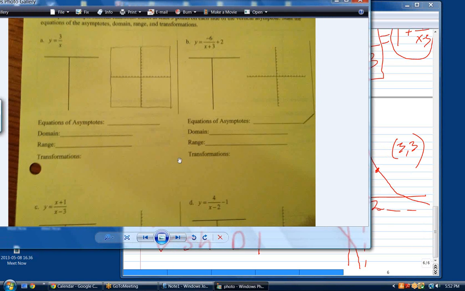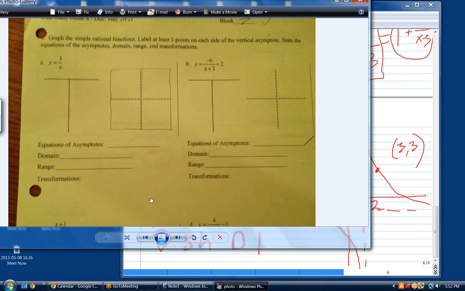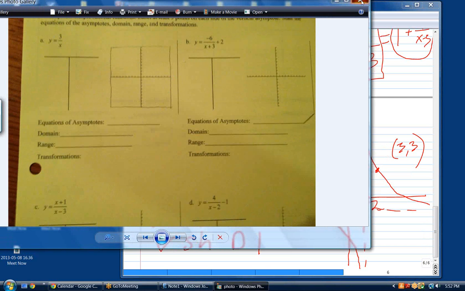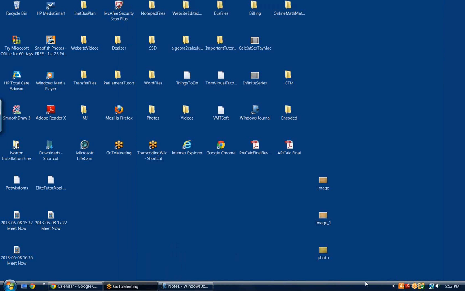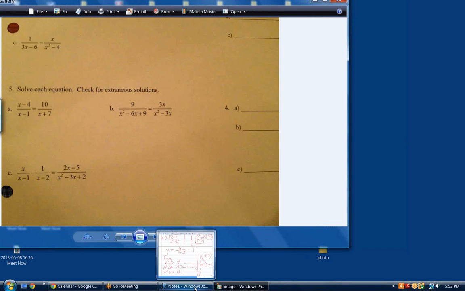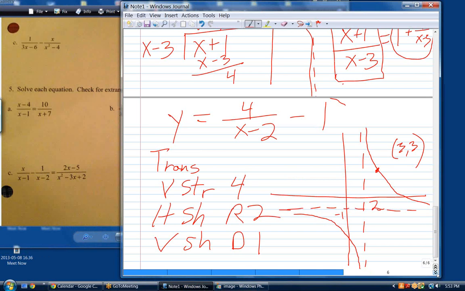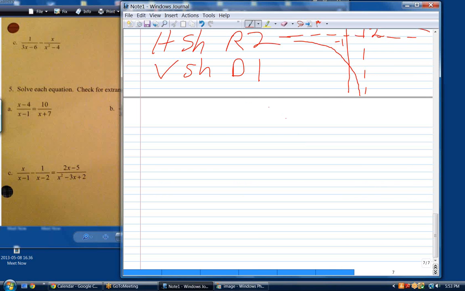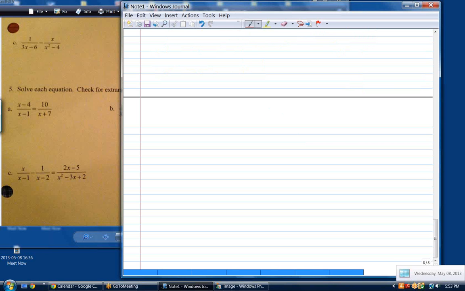All right, let's see. What else do we got here? Oh, let's see. There was one more document. Should we look at this one? Yeah. So how are we going to do this? Let's see.